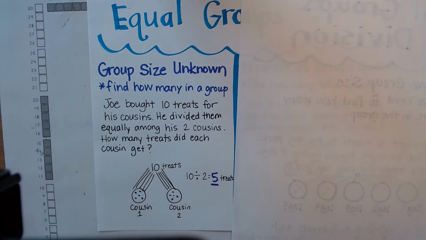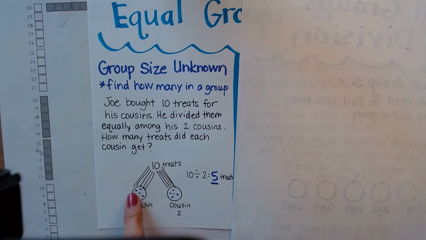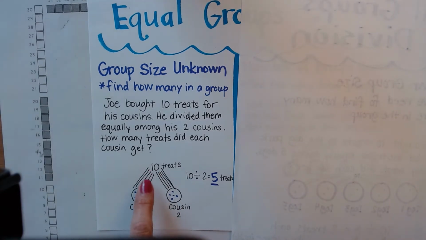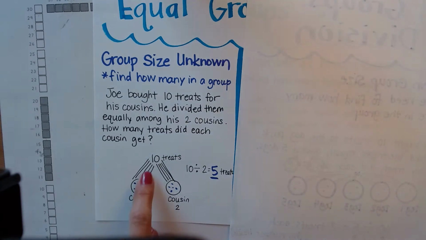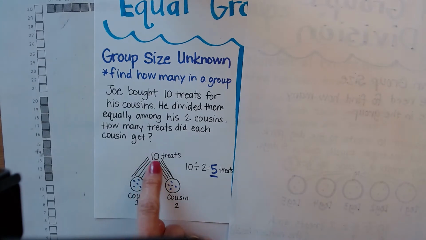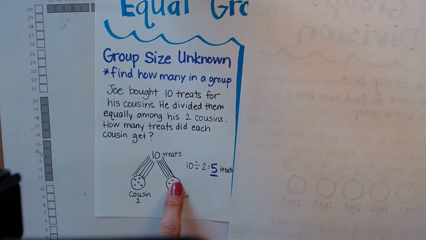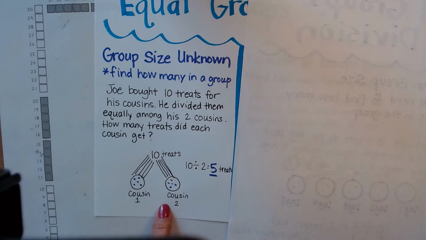So you know, good mathematicians draw, have an equation, an answer, and a label. So if I'm going to draw that, here's his 10 treats, right? He divides them among his 2 cousins. So here are his 2 cousins. And I simply took one treat and put it inside. I also drew a line to show you that I did that over and over. So one treat, a second treat, a third treat, a fourth treat, until I got to 10 treats and I ran out. Okay?